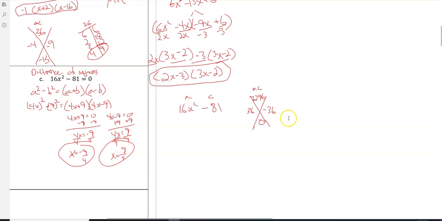And because they got to add to 0, right? Because there is no b term. So the b would be 0. So it'd be 36 and -36. So it would be 16x squared plus 36x minus 36x minus 81.